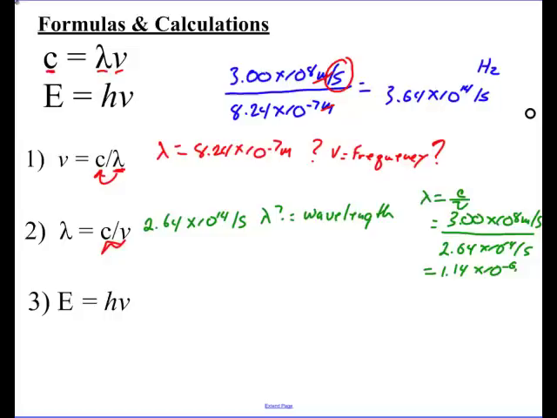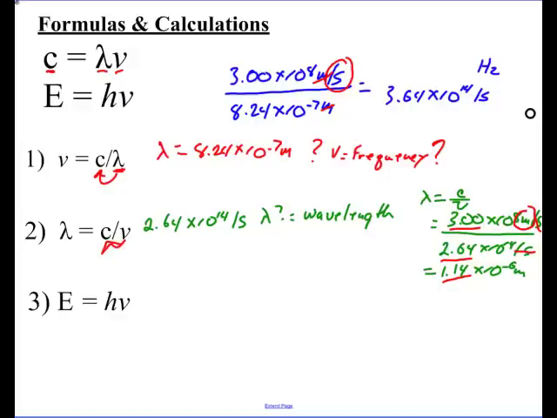Again, we're all about canceling units, right? Let's look at what I have. On the bottom, I have a per second, and on the top, I have a per second. They cancel out. What am I left with? I'm left with a meter unit. Let's not forget significant figures. Three there, three there, three there. All right? So how you doing so far?